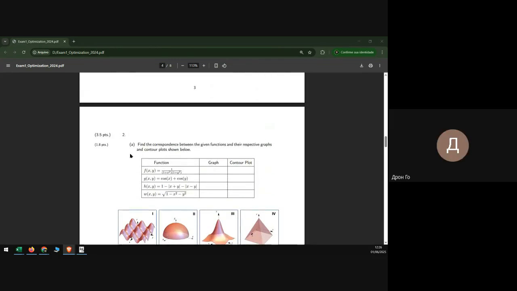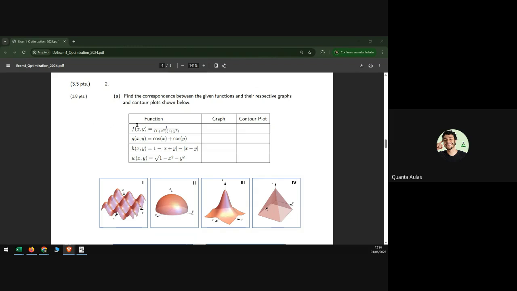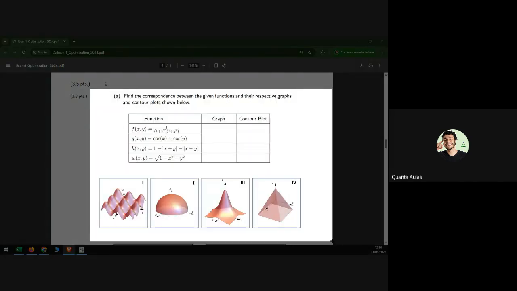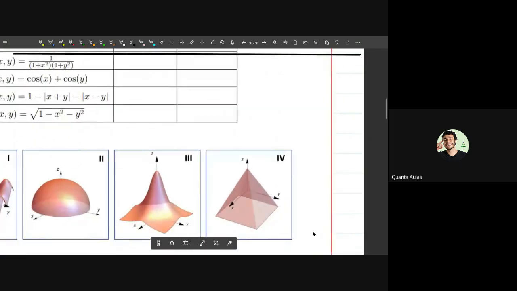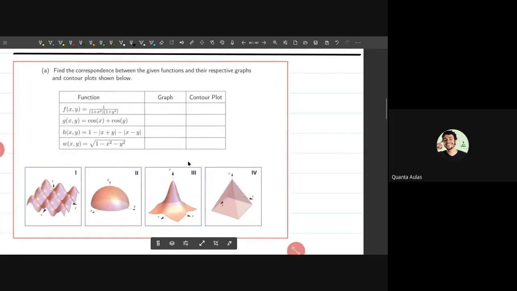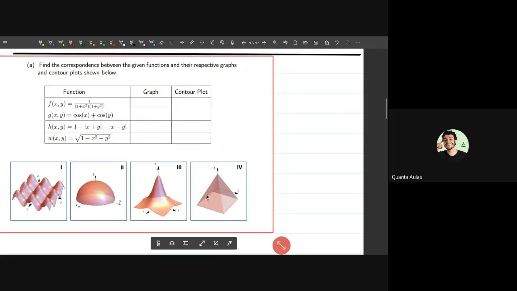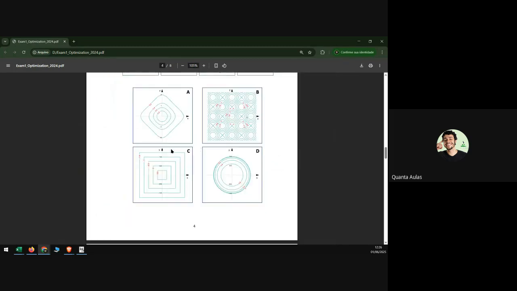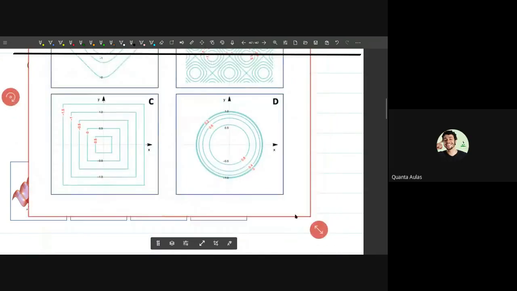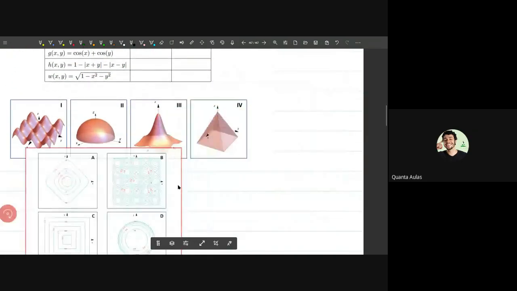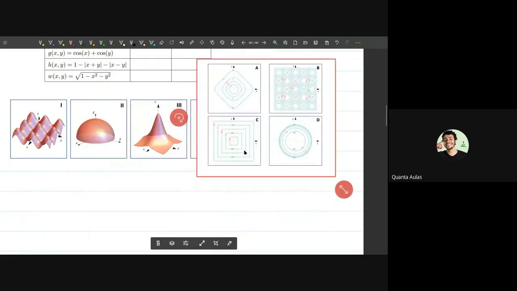Find the correspondence between the given functions in their respective graphs and contour plots shown below. This is very boring because we don't know the curves of 3D equations, because it's very hard. It's very difficult to see and to work. We usually don't work with these things, right? But we can try.